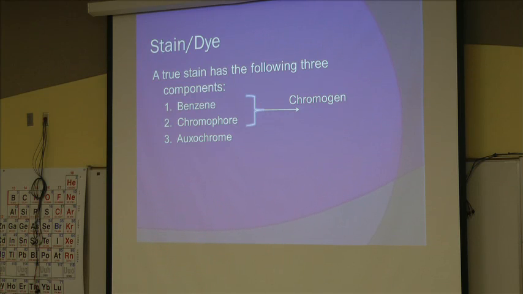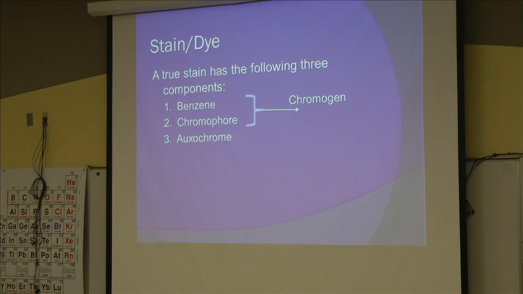One more time. Benzene is the solvent. Chromophore is the color pigment. Chrome is the color, and phore is the pigment? I think so. It's been so long since I learned these things, I forgot, but I'll double check. Chrome is color, for sure. So chromogen is the color compound. Auxochrome is the charge.